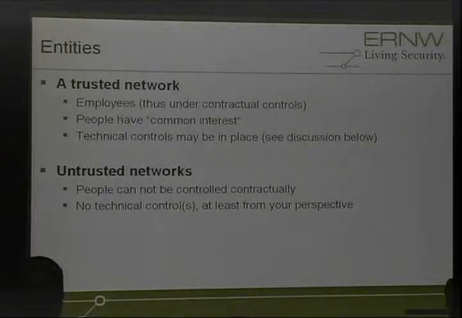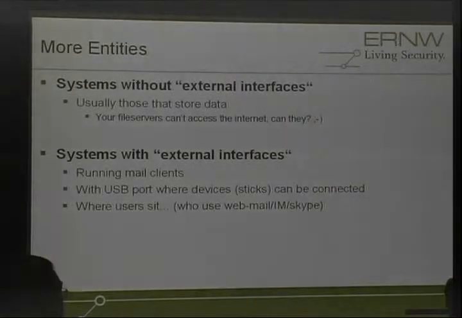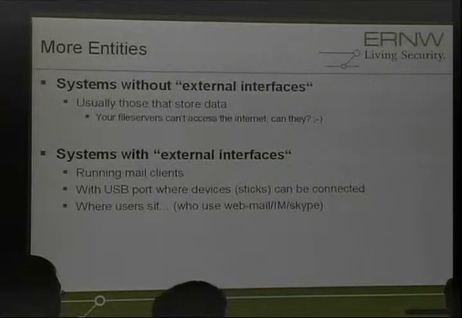And to understand what problems DLP tries to address, we have defined some entities. One entity we call a trusted network, your network, and the rest are untrusted networks. Within your trusted network, you might have systems that don't have communication capabilities to the outside world, say, file servers. Usually, you do not run mail clients on your file servers. Ideally, you don't put your USB stick in your file server every day.